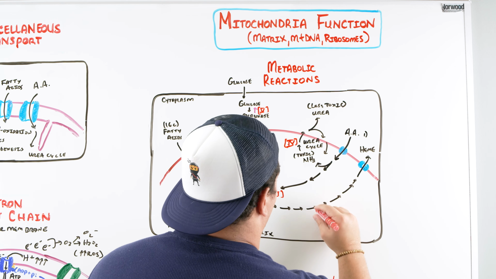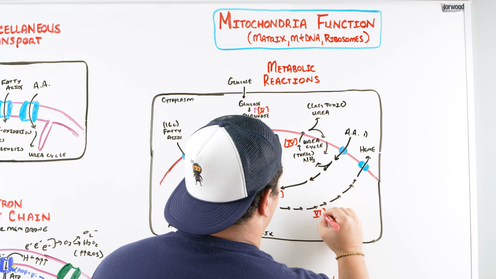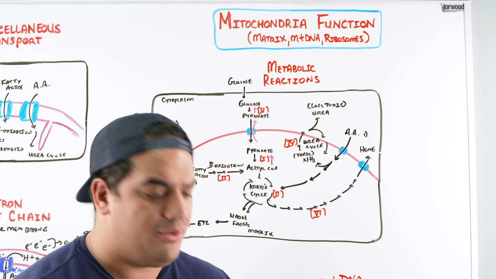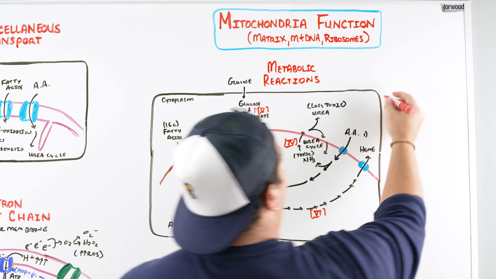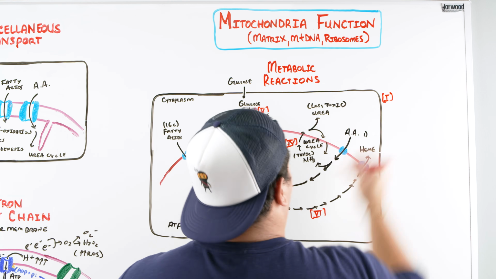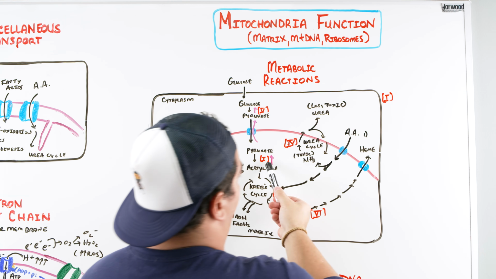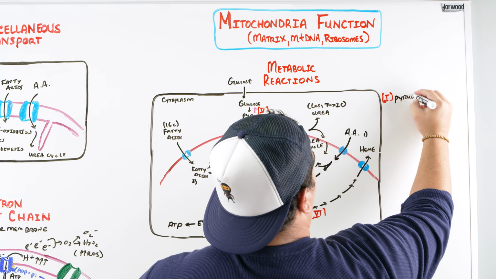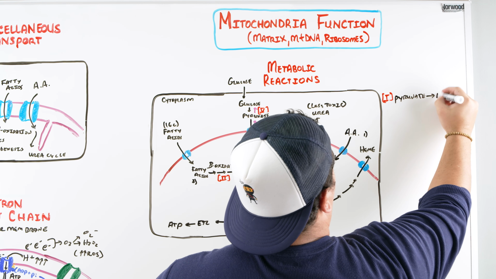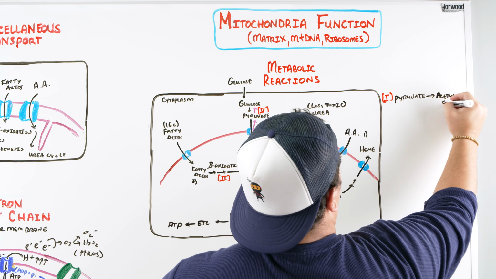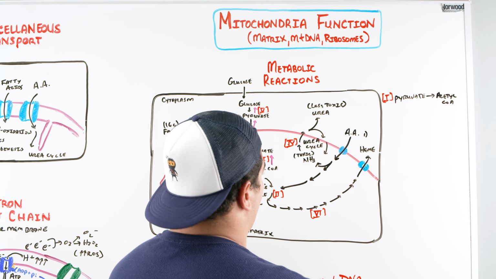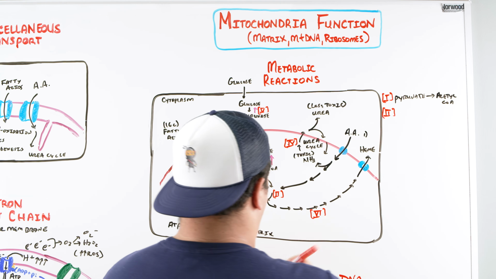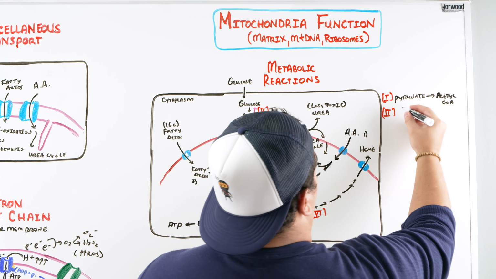That's the sixth one. So what I'm trying to tell you here is there are so many metabolic reactions that take place within the mitochondrial matrix. What are some of them? If we were to recap them, the first one is pyruvate to acetyl-CoA. That's one particular reaction. The second one that is also really important here is the Krebs cycle. That's another particular reaction.